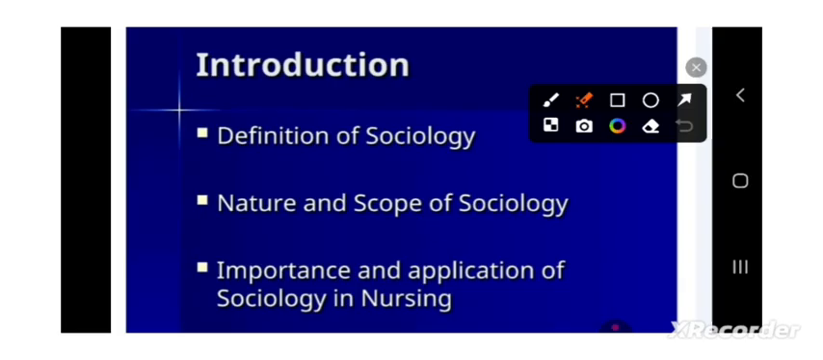In essence, it gives what the students will learn: the definition of sociology, nature and scope of sociology, and importance and application of sociology in nursing.